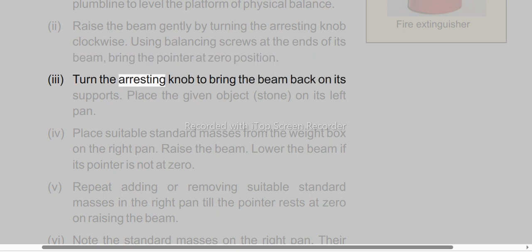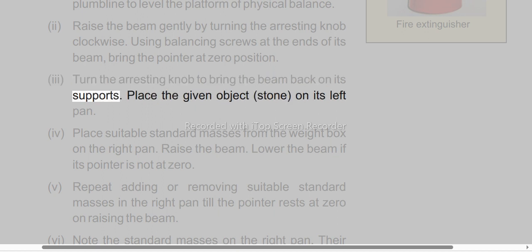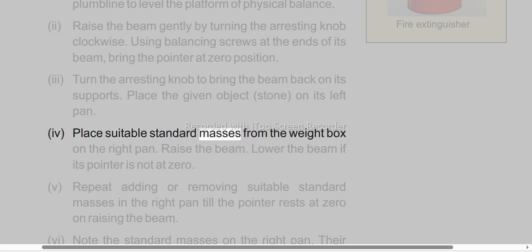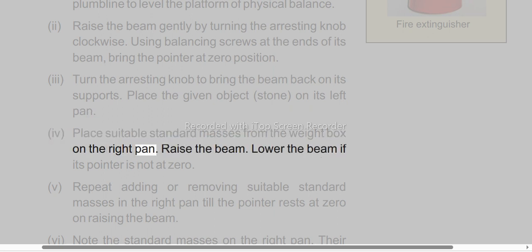3. Turn the arresting knob to bring the beam back on its supports. Place the given object, stone, on its left pan. 4. Place suitable standard masses from the weight box on the right pan. Raise the beam. Lower the beam if its pointer is not at 0.